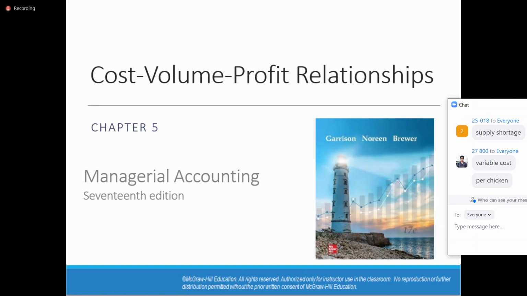So you will try to find out a volume level at which you are able to make up your variable cost, and also make up your fixed cost, so that you will not be in the red zone and forced to close out your business.